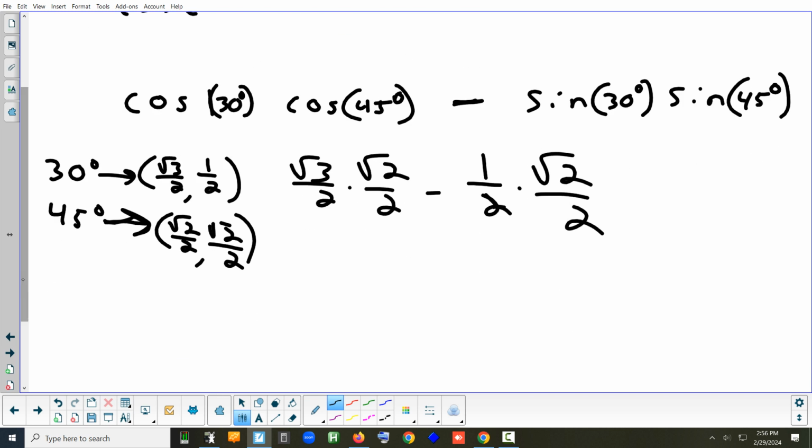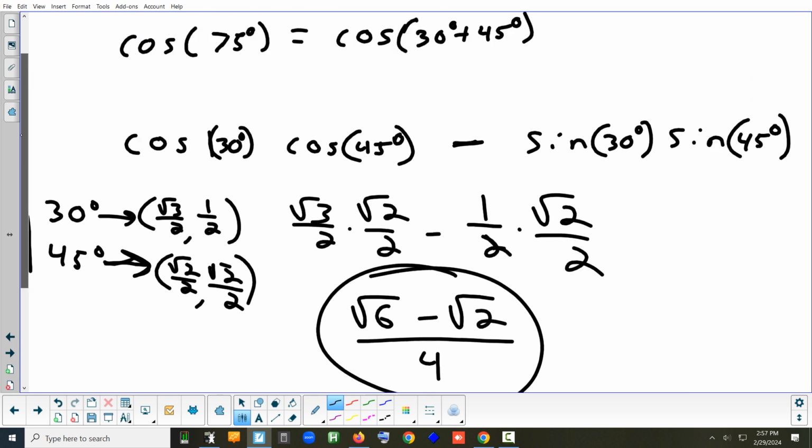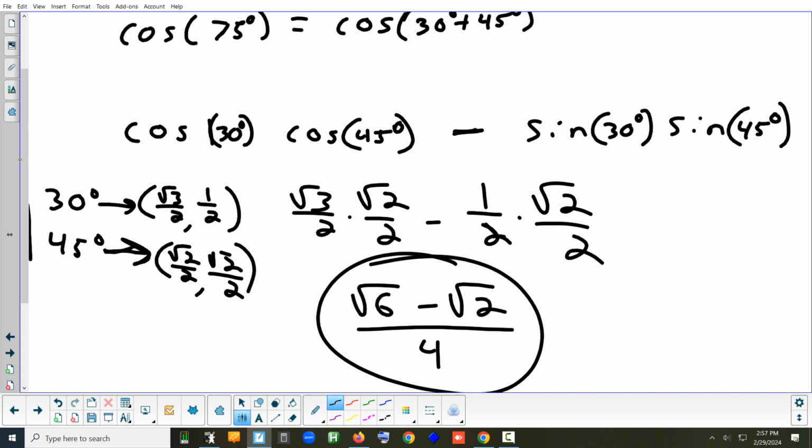Now we're just going to multiply that all out, and it already has a common denominator. That usually happens when you do these. Okay, so the common denominator is 4. And what's going to go in the top on the left? Yeah. Square root 6. And on the right? Square root 2. And that's how you find the cosine of 75 degrees. Any question on that one? Okay.